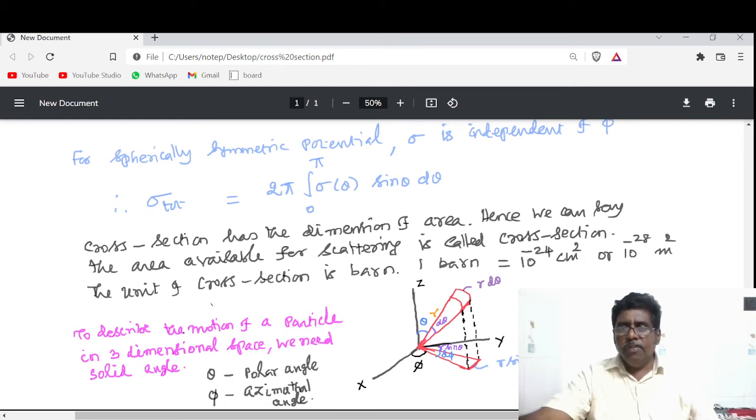Therefore, surface area is equal to this side into this side. That is, r d theta is one side value and another side value is r sin theta d phi. So r sin theta d phi into r d theta is the surface area, divided by the radius squared, r square. This is radius r, so the square of the radius is r square. So this is the value of solid angle.